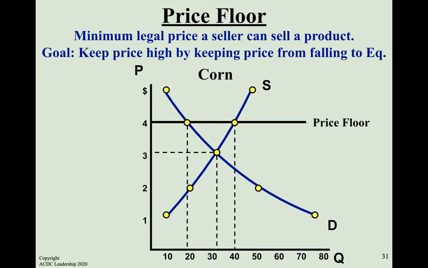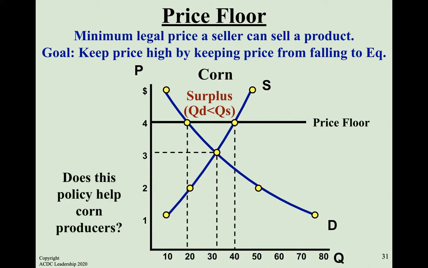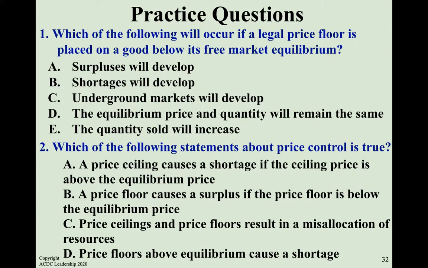If the price floor is at $4, even though equilibrium should be at $3, then you're going to have a surplus. People don't want to pay $4. They'd rather pay $3 where supply and demand meet. Therefore, your quantity demanded is less than your quantity supplied, and you have a surplus. Does a policy like this help corn producers?